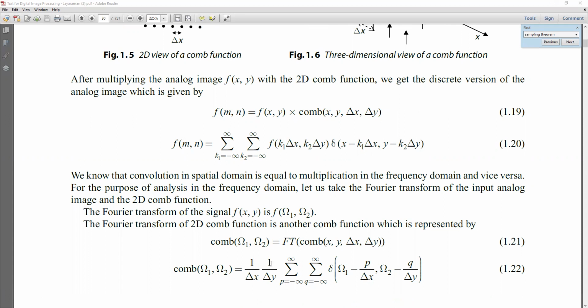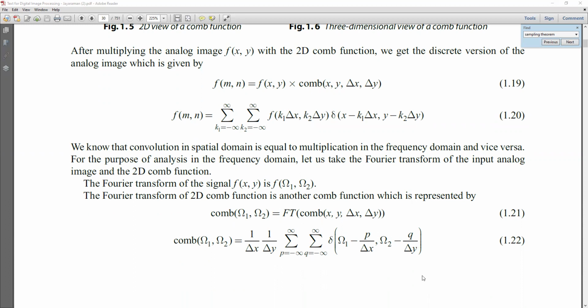Sum over P equal to minus infinity to plus infinity, Q equal to minus infinity to plus infinity, del of omega 1 minus P by delta x. Since it is the frequency domain, it is 1 by the time factor. So this is minus P by delta x. Same as this one, except that k1 and k2 are replaced by P and Q here. So this will be del of omega 1 minus P by delta x, omega 2 minus Q by delta y.